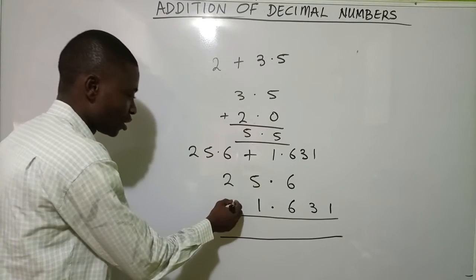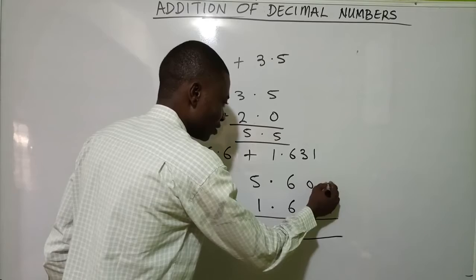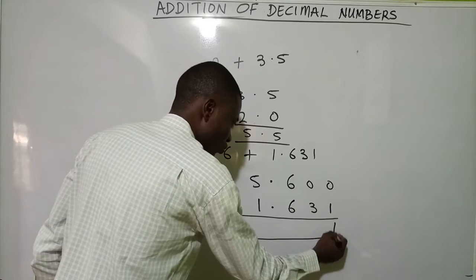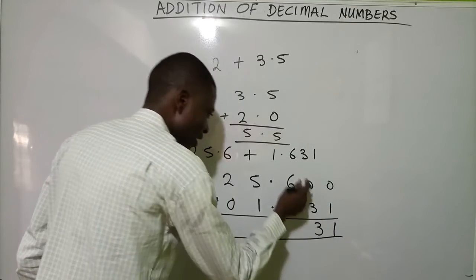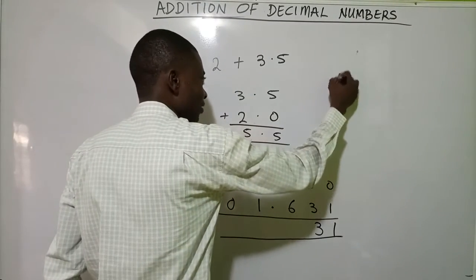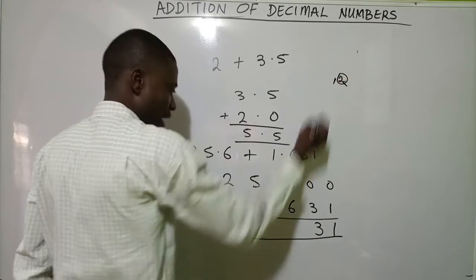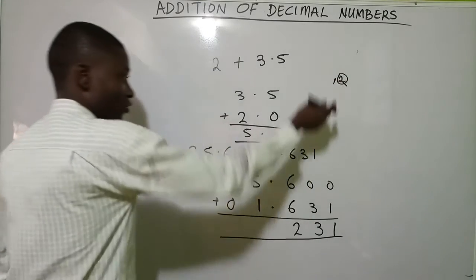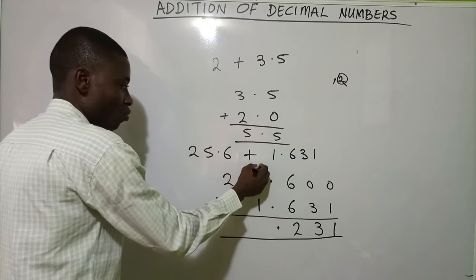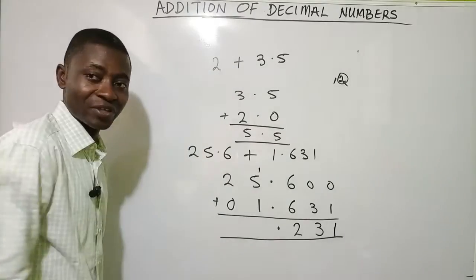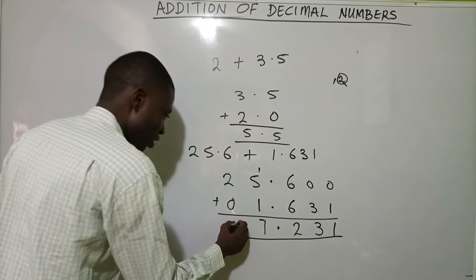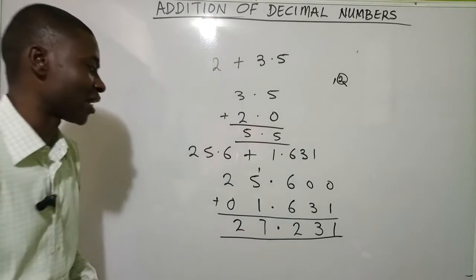So what happened to all these empty places? You add 0 to all of them; everything there is 0. Now we add. 0 plus 1 is 1. 0 plus 3 is 3. 6 plus 6 is 12. Remember in our previous class, you write down 2 and carry 1. So this is 2, and we carry 1 forward. Now the decimal point must be there; let it reflect. Now we add the 1 to 5: 1 plus 5 is 6. 6 plus 1 is 7. No remainder. 2 plus 0 is 2.